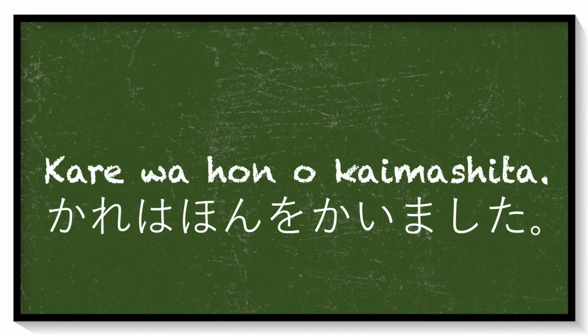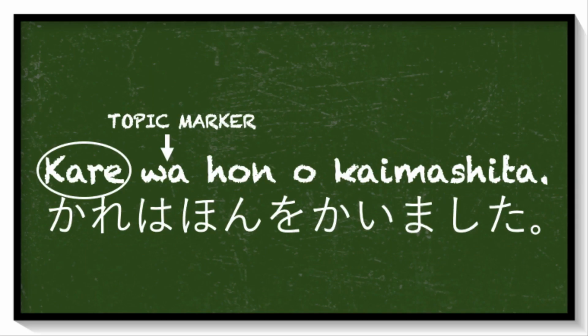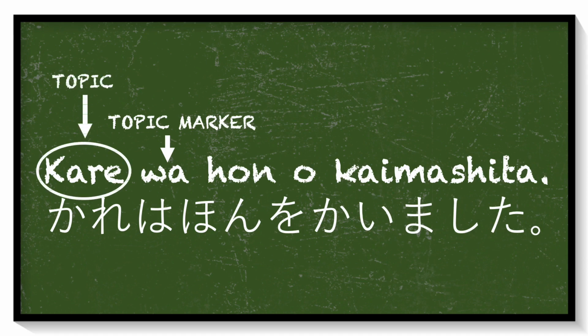Let's look at our example. 彼は本を買いました。 The word followed by our topic marker wa is 彼 or he in English. This means that 彼 is the topic of the sentence.